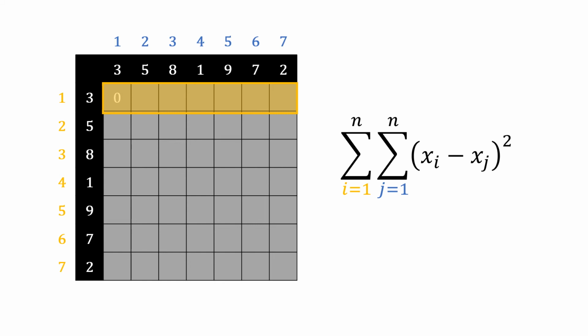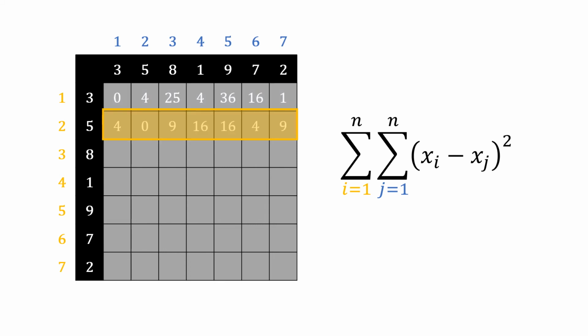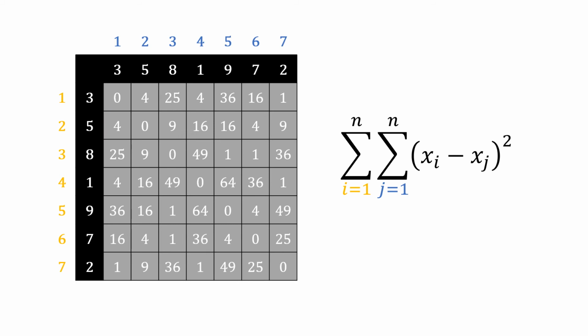The first value is 0 because it is the same data point. The next is the squared difference between the first two values, 3 and 5, which is 4. Then 25, then 4, then 36, then 16, then 1. You see, it is basically the same procedure as we've seen before when calculating variance using the sample mean. You do the same with the second row, and then with all following rows until you got all the rows and columns. Great. This is a table with all squared pairwise differences between all data points.